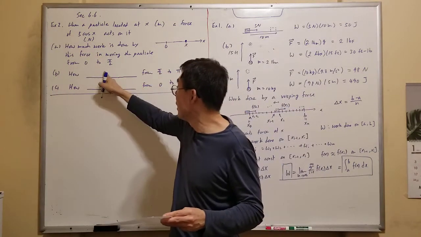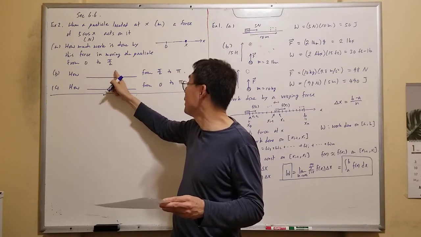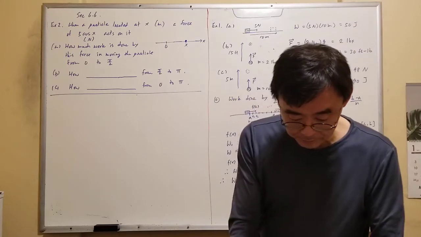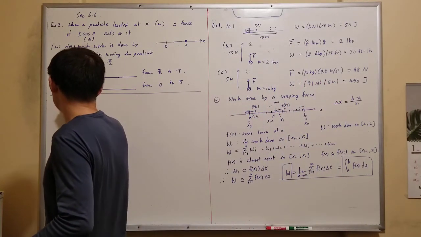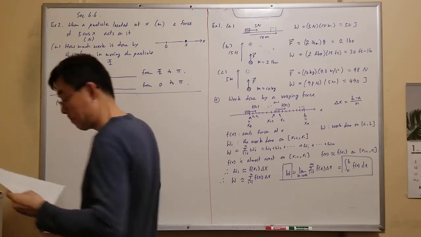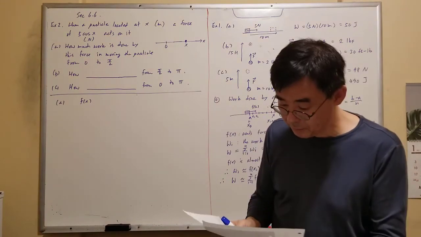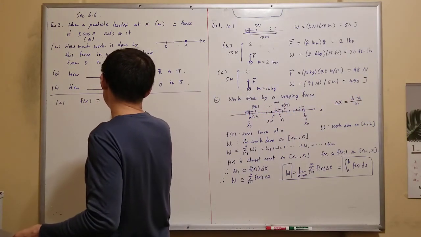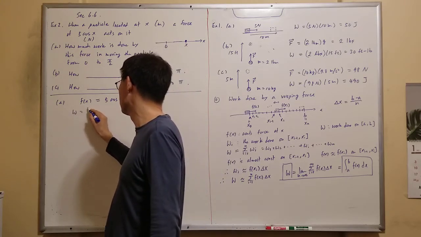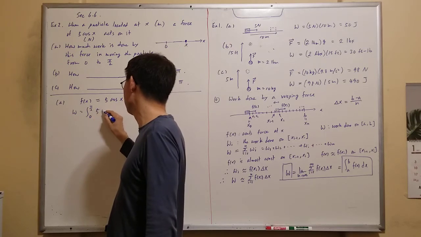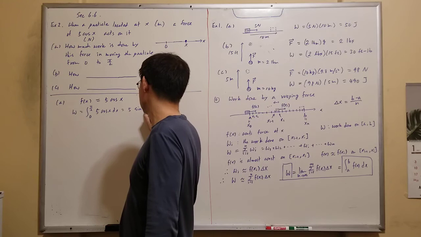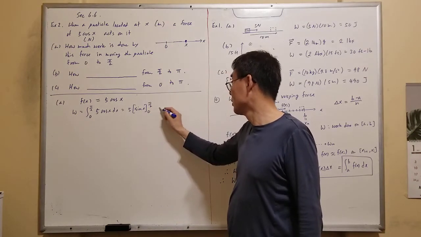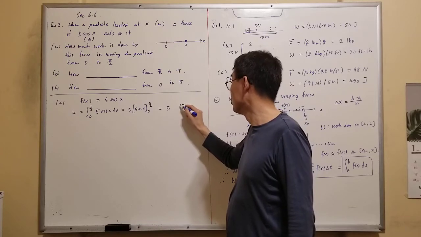This underscore means same as above. How much work is done by this force in moving the particle from 0 to pi over 2? That's the force, our force f of x, which is 5 cosine of x. So the work is the integral from x equals 0 to pi over 2 of 5 cosine of x dx. That's 5 sine of x, by the fundamental theorem of calculus, from 0 to pi over 2. Sine of pi over 2 is 1 and sine of 0 equals 0. 5 times 1, so 5 joules.